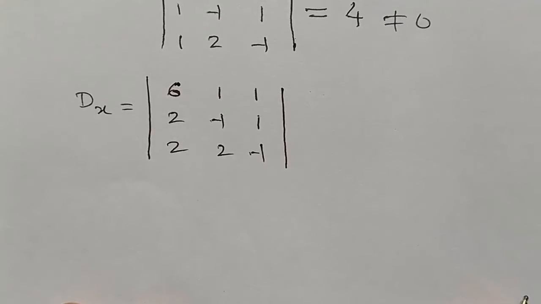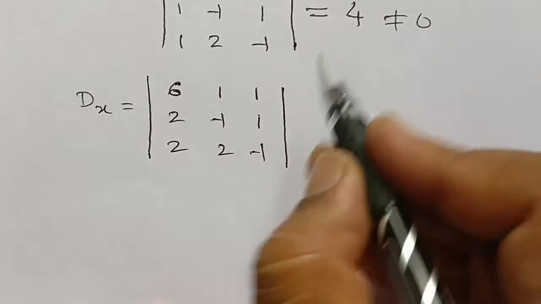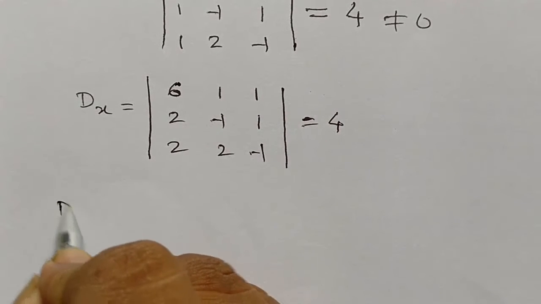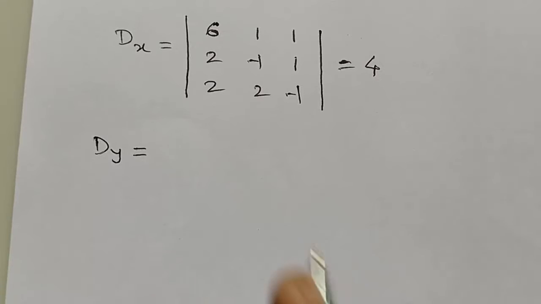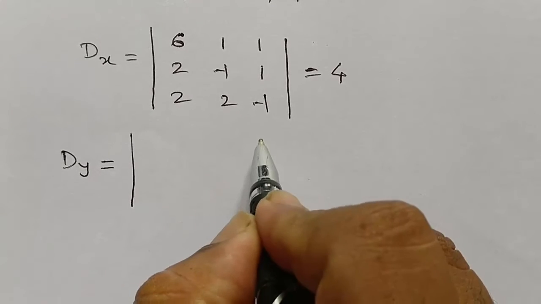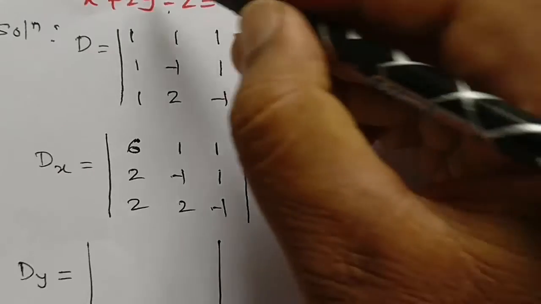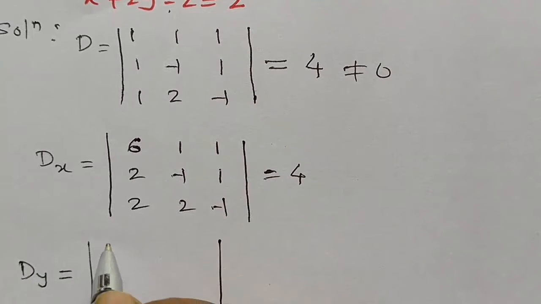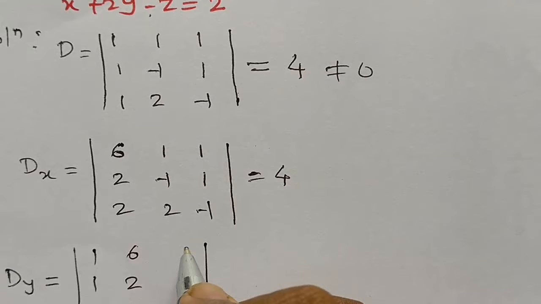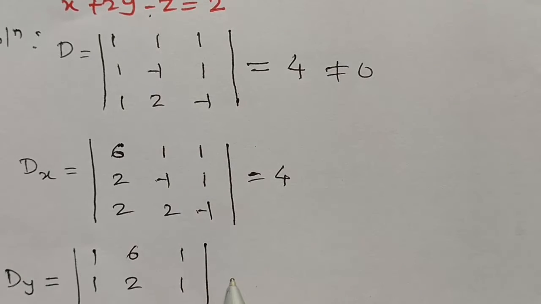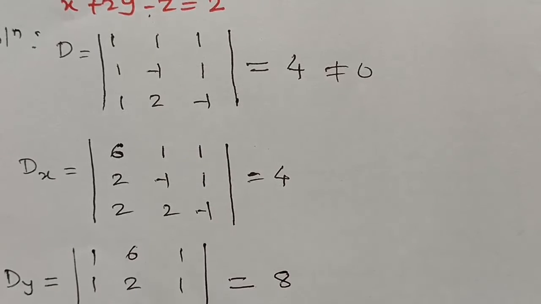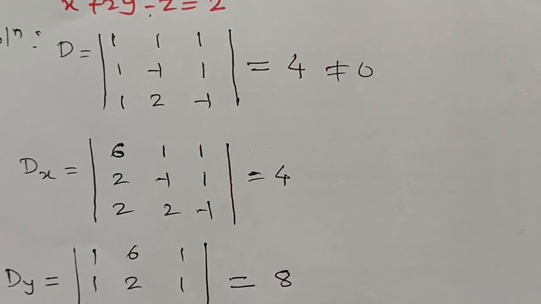So its value is again going to be 4. Now we obtain Dy. This is obtained from the determinant D by replacing the coefficient of y with the constant term 6, 2, 2, 2, that is 1, 1, 1, 6, 2, 2, 1, 1 minus 1. Its value is going to be 8.